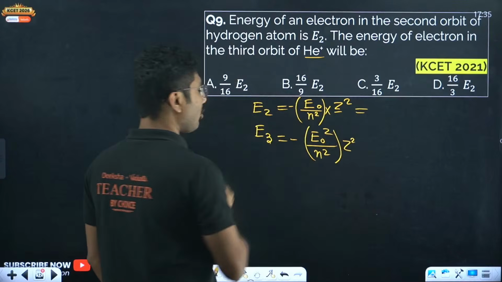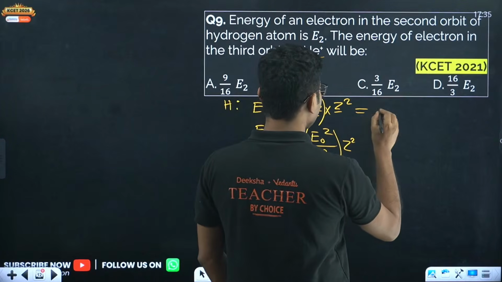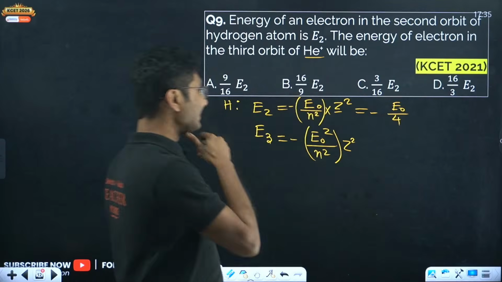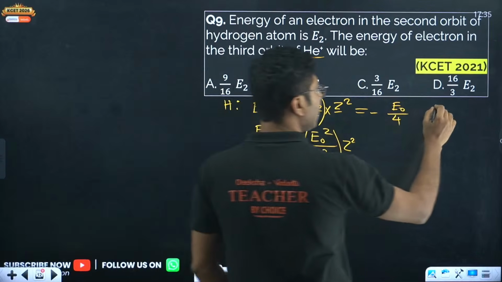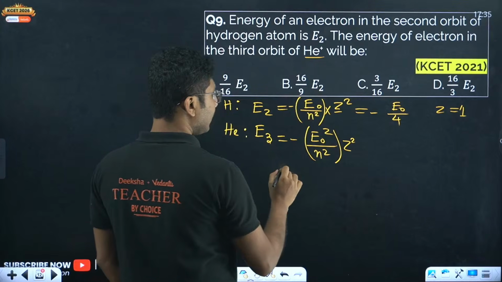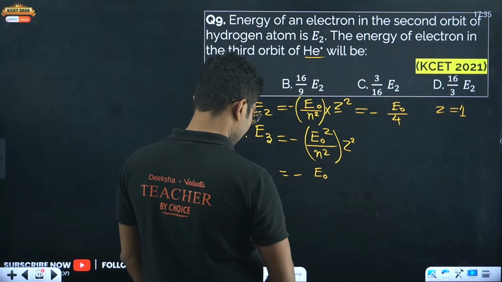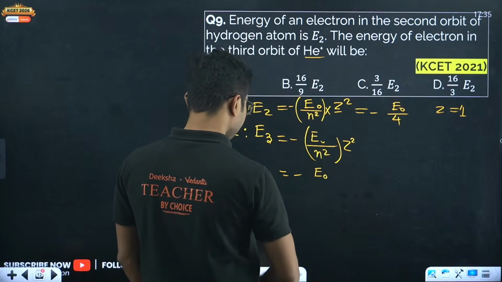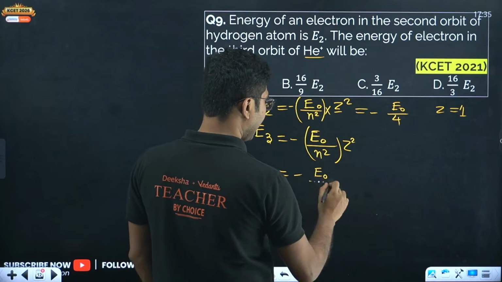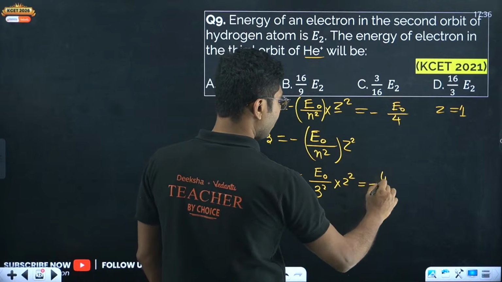This is for hydrogen, so let's put that. It will be minus E0 by 4, Z equals 1. Now what about for helium? E0 is fixed, it is generally minus 13.6. So it will be minus E0 by 3 square into 2 square. So it will be minus 4 by 9 E0.